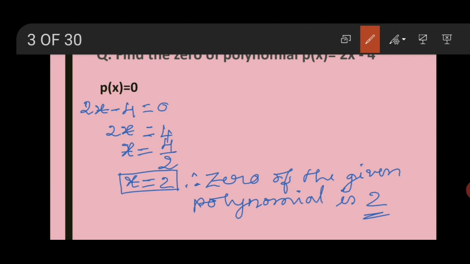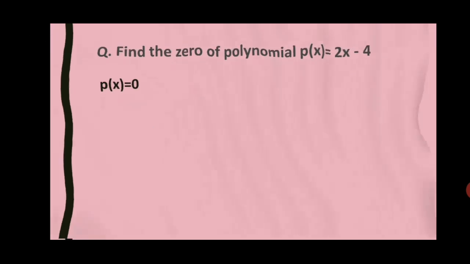So see, in this problem given polynomial is a linear polynomial. P of x is equal to 2x plus 4 or 2x minus 4 is an example for linear polynomial. So it has only one 0. Remember why it is so? Because the degree of this linear polynomial is 1. See here, x raised to the power 1. So it has only 1 0. That is what? It is 2 in this case. Now let us find one more 0 in another problem.